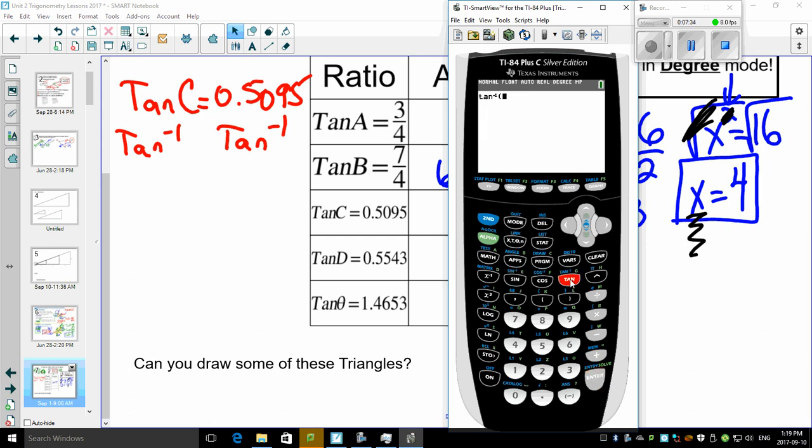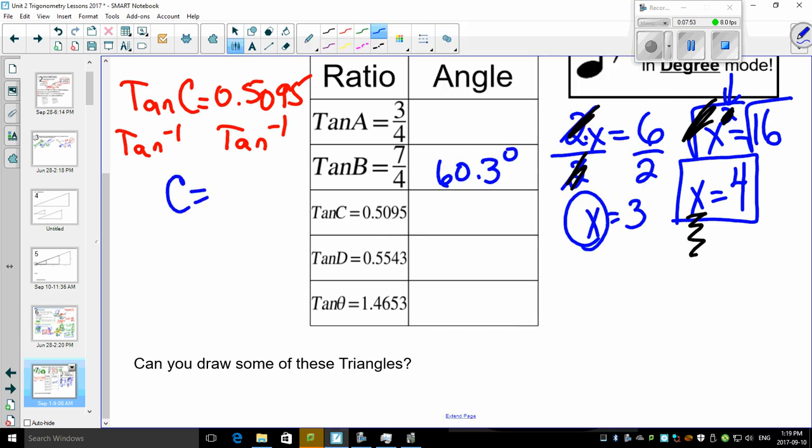Second tan minus 1 of 0.5095. I like to close the brackets and hit enter, and you find that this is 26.9988 degrees. So let's say 27 degrees is close enough. 27 degrees if this says rounding to the nearest degree. And for the most part, you're going to be asked to round to the nearest degree.